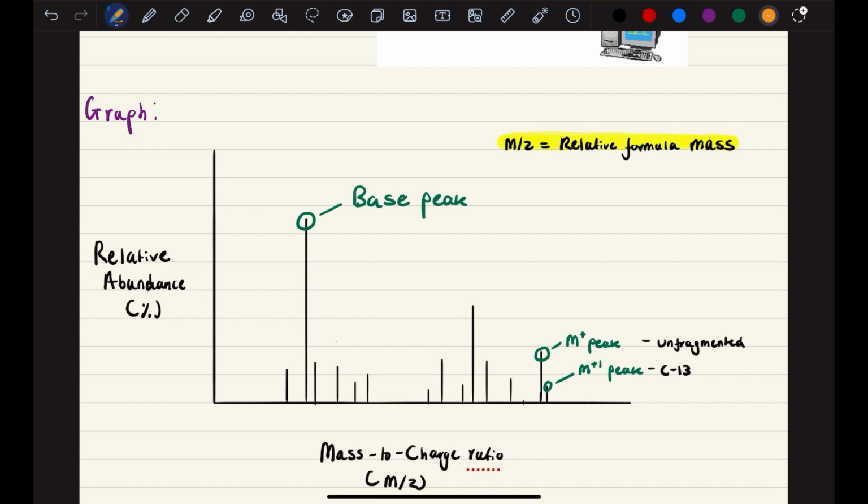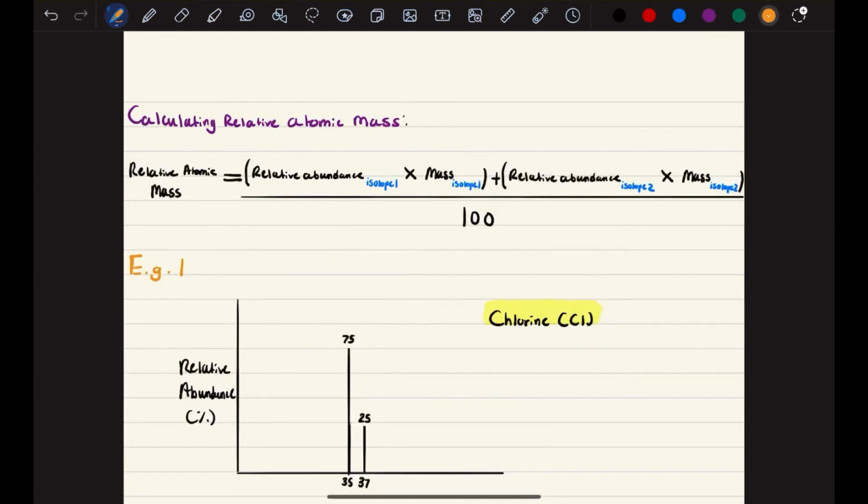So your whole molecular ion got through to the detector. Now, a phenomenon we like to call the M+1 peak is also important to note. Your M+1 peak is usually caused by carbon-13. Because of the presence of carbon-13, you might get an M+1 peak, which is going to be one mass to charge unit higher than the molecular ion peak.